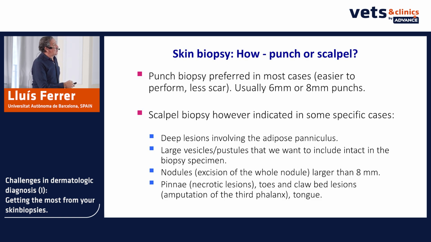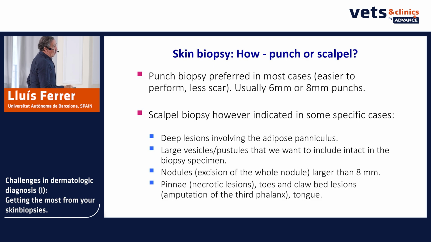In some cases, however, we need to use the scalpel and take the biopsy with the scalpel. The most important indication is deep lesions. When you suspect that the problem is located in the adipose tissue, in the subcutaneous tissue, you don't have to use the punch because the punch doesn't reach the subcutaneous tissue and you can miss the problem. For instance, a panniculitis, a subcutaneous histiocytic sarcoma, many lesions that are located below the dermis cannot be reached with the punch.